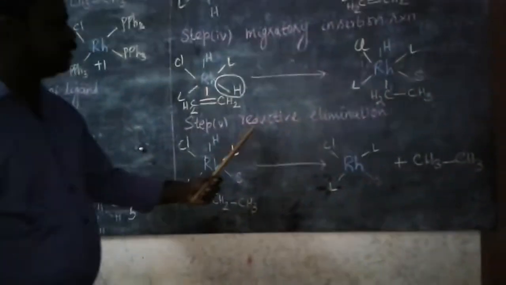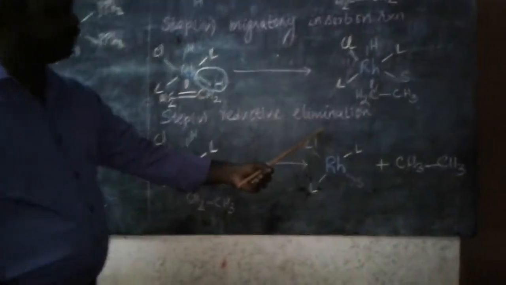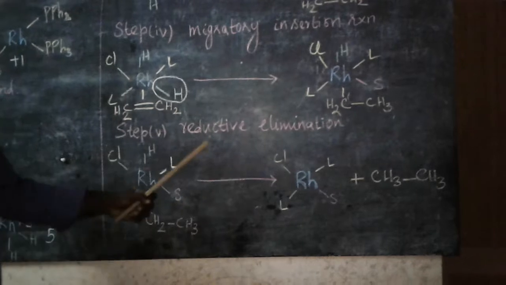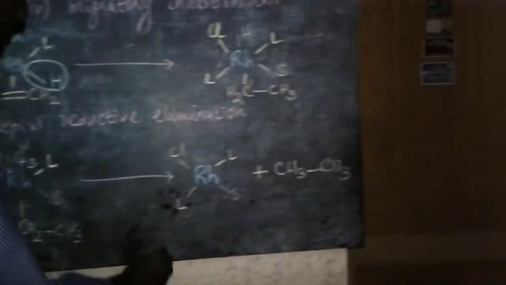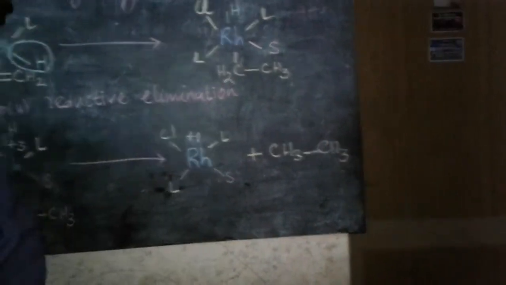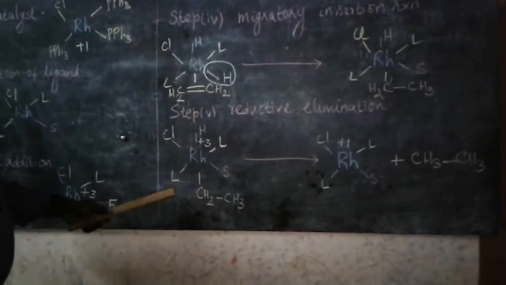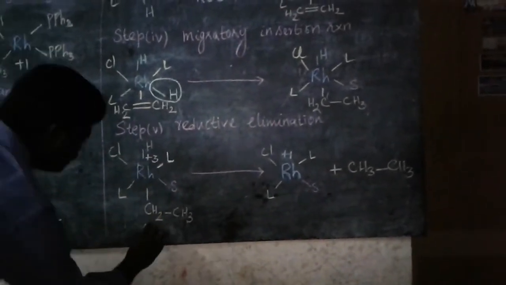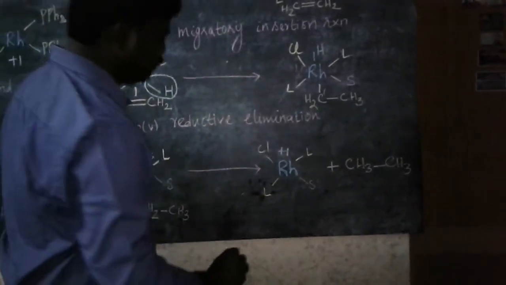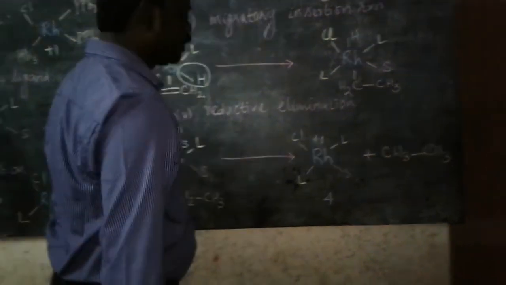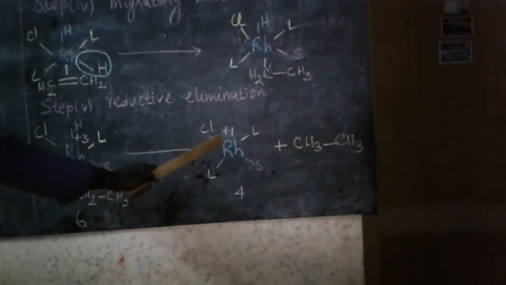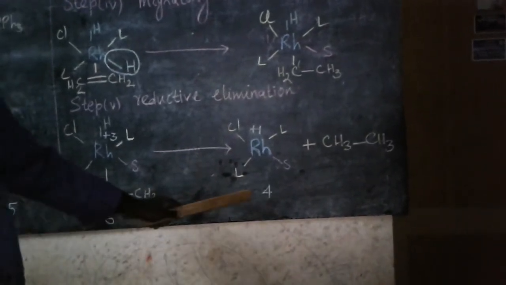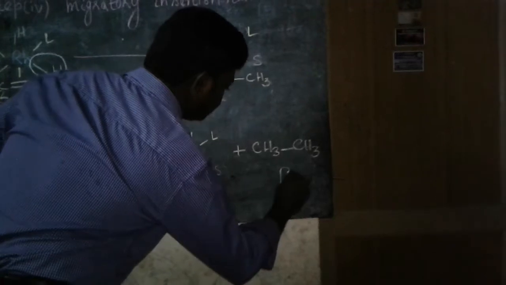The final step is reductive elimination. So elimination means some group is going to be eliminated, and reduction means so far the oxidation number of rhodium is +3, and in the final step again the oxidation state changes to +1. Here the coordination number, you see 1, 2, 3, 4, 5, 6. 6 is the coordination number, and after the step is completed, the coordination number changes to 4. So in conclusion, in the final step, the reductive elimination means the oxidation state also changes, the coordination number also changes, and we get the product here.